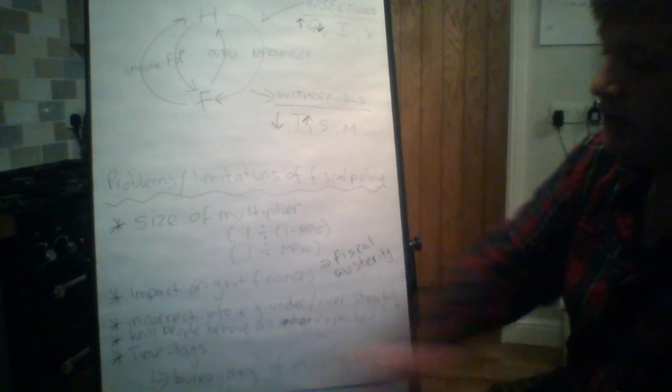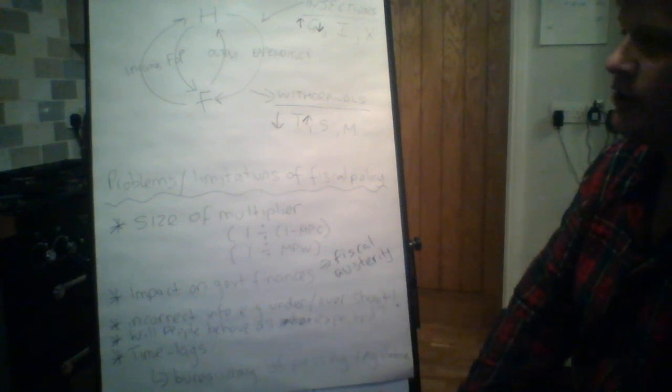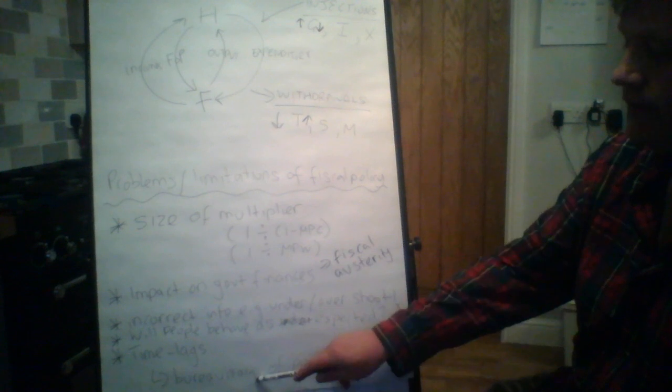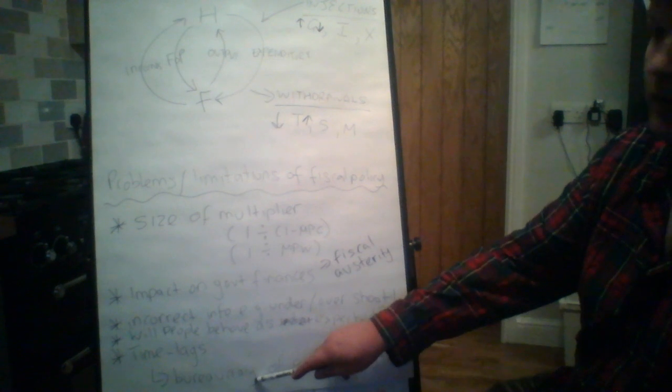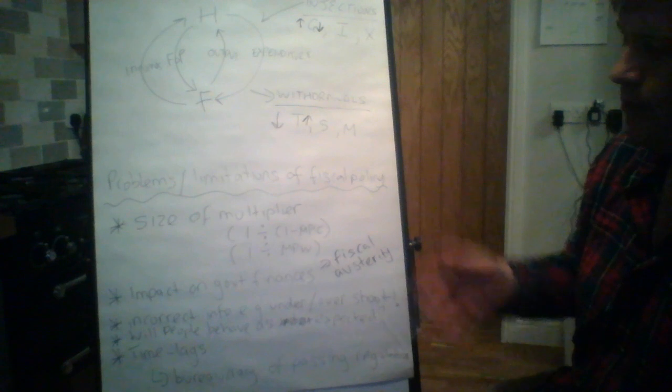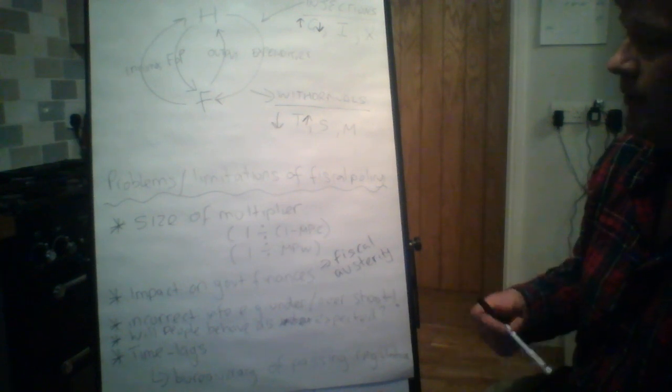You've also got bureaucracy. Now, this is the sheer amount of paperwork and different people that have got to agree to these different things before they come into law. And again, these things will create time lags and slow down that process of implementing fiscal policy.